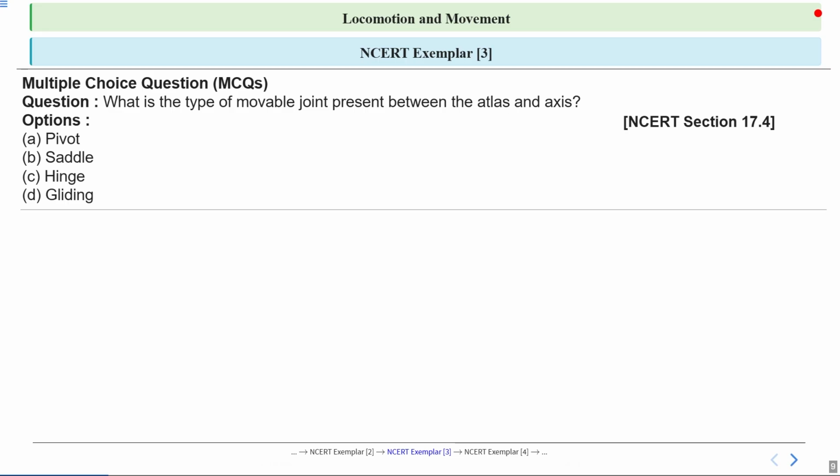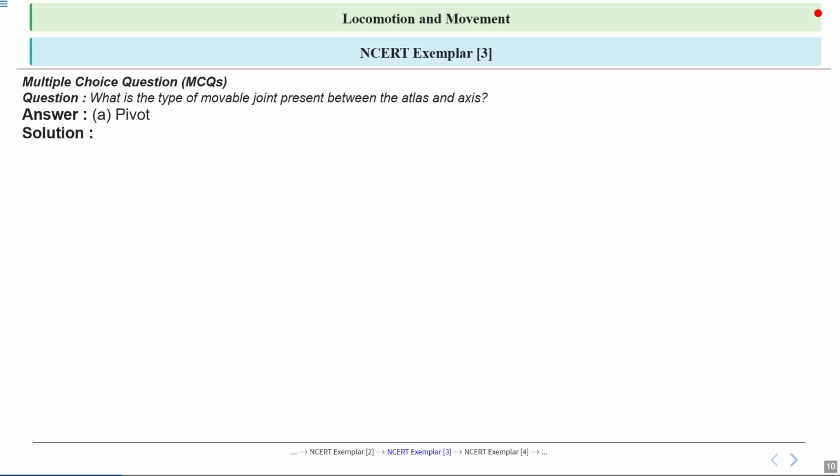Now, this is question number 3, and the question is, what is the type of movable joint present between atlas and axis? So we have discussed many times that this type of joint is a pivot joint. It is called a pivot joint. Let's see the details. A pivot joint allows for rotational movement around a fixed axis. So it means that one bone spins or turns on another bone, like the movement of the neck or the wrist, which helps in turning the head or twisting the hand. This type of joint is important in biology as it enables specific types of movements needed for daily activities and body functions.